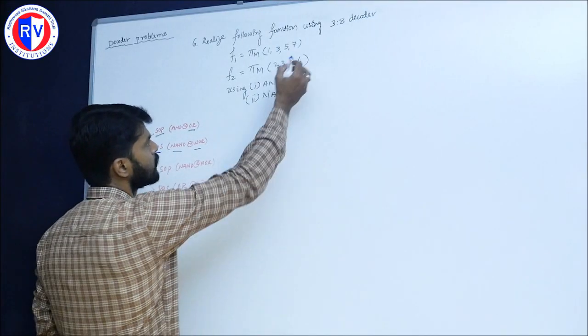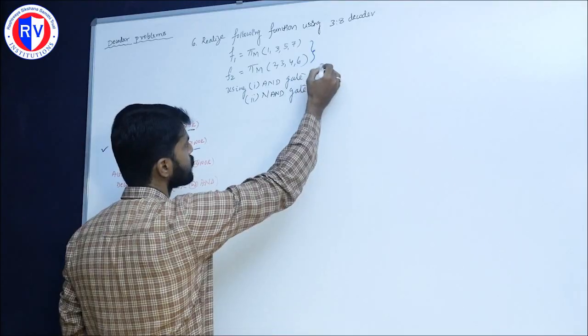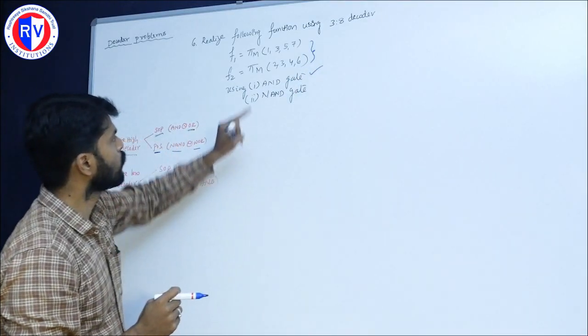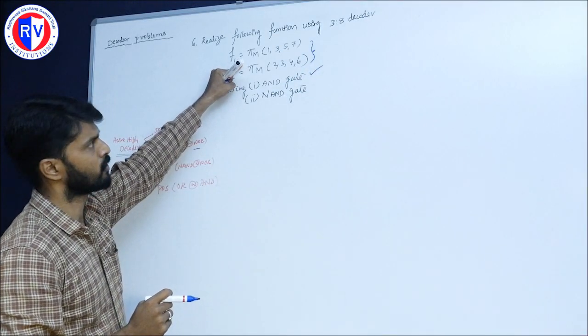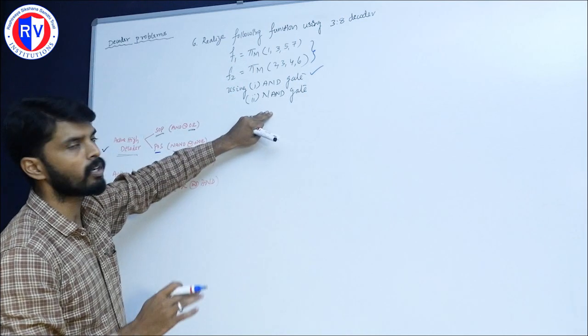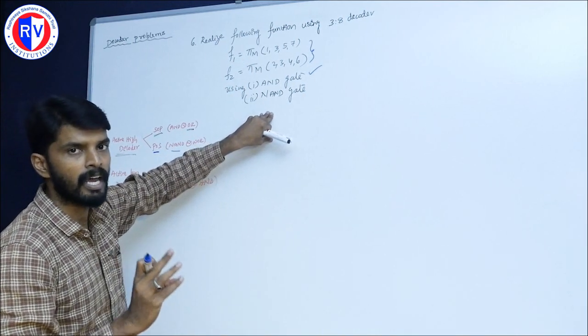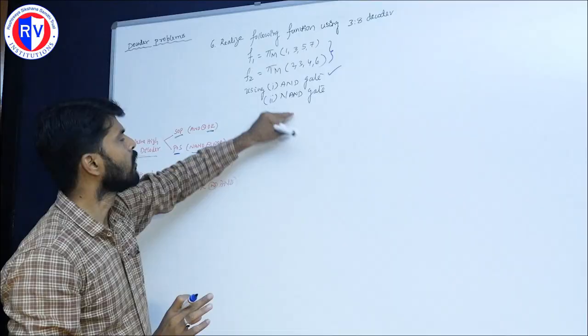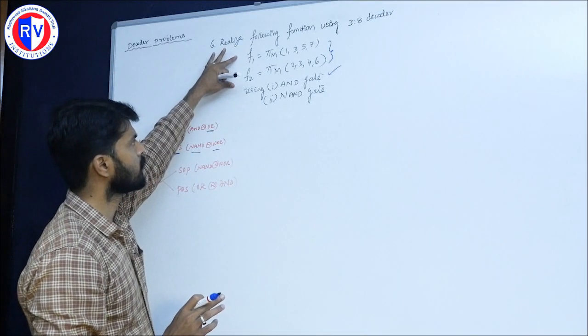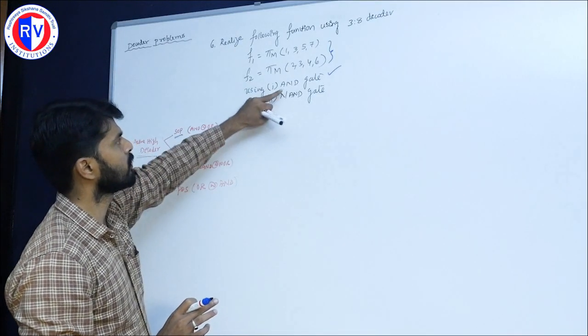In this case, if I want to realize these two functions with the help of an AND gate, what type of equation is it? It is a POS equation. So here the challenge is what kind of decoder we need, whether an active high decoder or an active low decoder. For example, this is the POS equation.